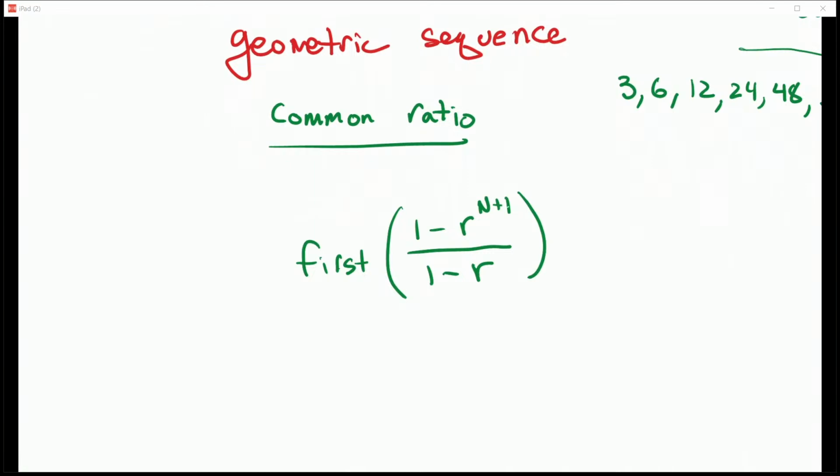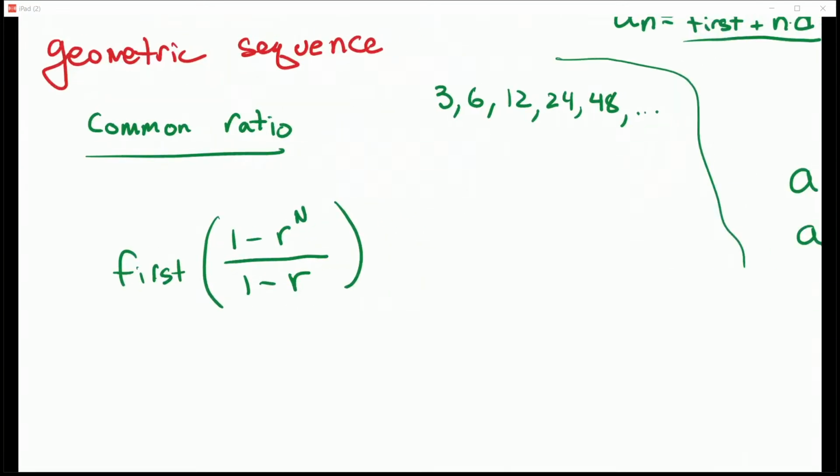I think it's not plus 1. I think it's just n. Yeah, that looks better. So that's the geometric series. If you have something like this over here, where you're adding up everything there, just take the first number, and then 1 minus the common ratio to the nth power over 1 minus the common ratio. That'll give you the total, amazingly.